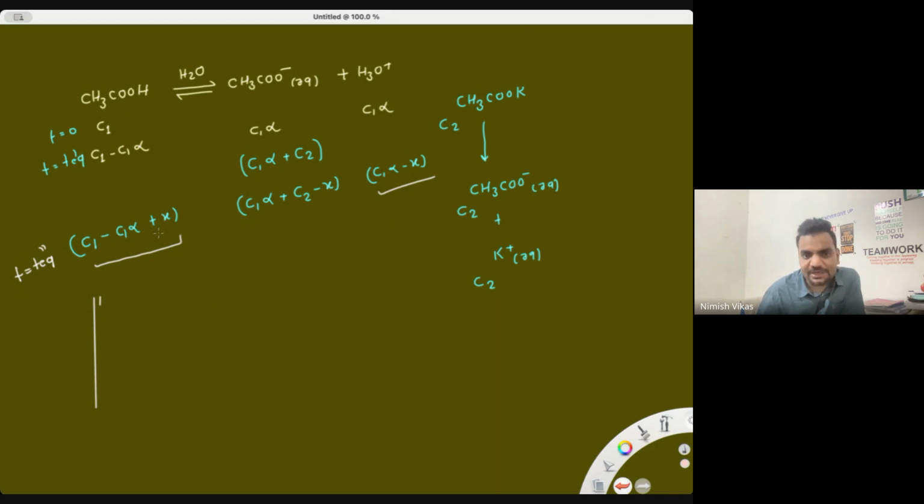And then X got added. How much is X? X is definitely smaller than C1 alpha. That gets confirmed over here, because X is being subtracted in C1 alpha. So X is definitely smaller than C1 alpha. If I talk about the X here, X is being added. Something it will go up, which is smaller than C1 alpha.